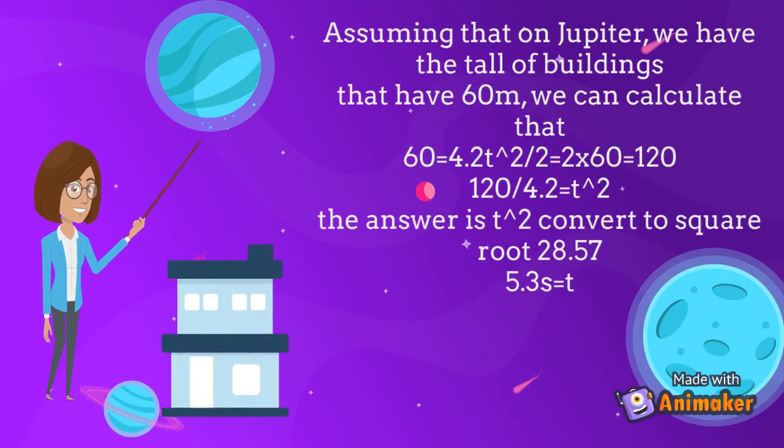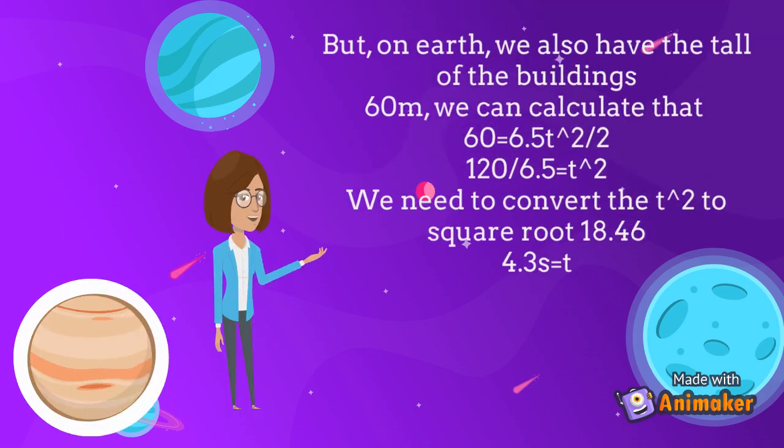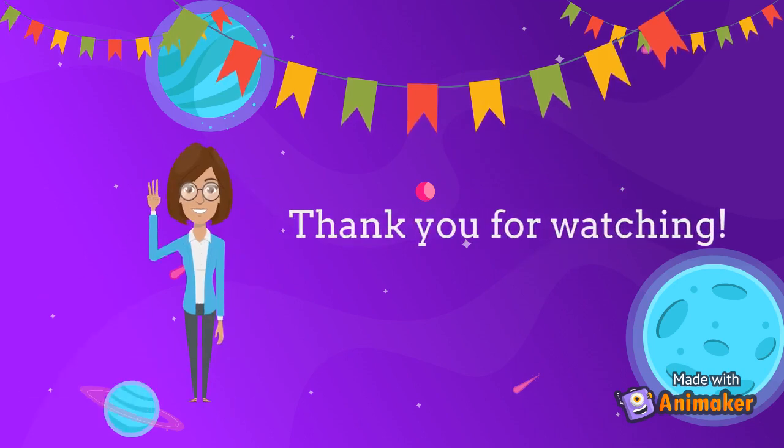Assuming on Jupiter we have a building that is 60 meters, we can calculate that 60 equal to 4.2 t squared divided by 2, equal to 120 divided by 4.2 equal to t squared. So the answer is 9.3 s equal to t, and then converting to 28.57. However, for the building of 60 meters on Earth, 6.5 t squared divided by 2 equal to 120 divided by 6.5, so the answer is 4.3 s equal to t. That's all from our group. Thank you for watching.